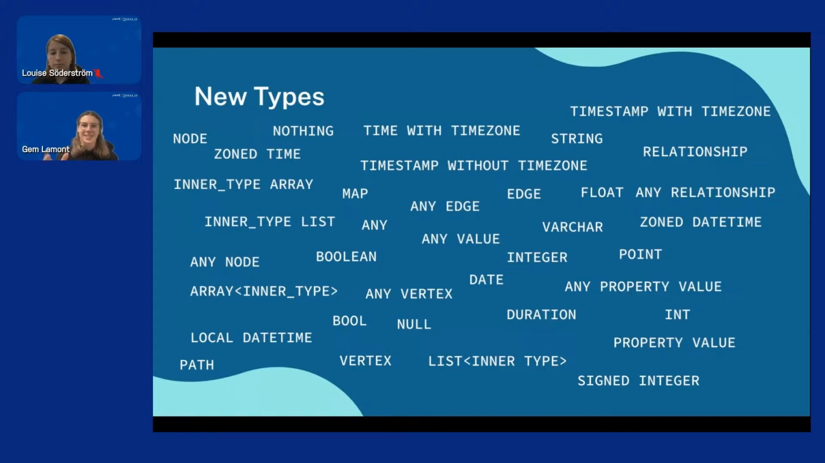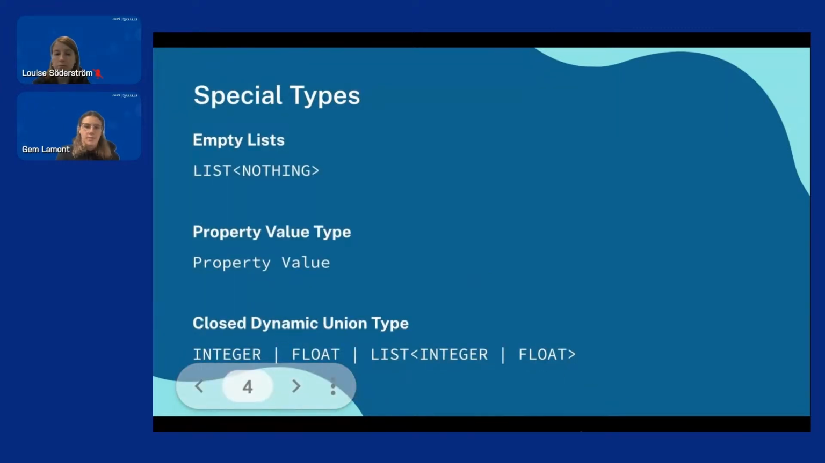Now, in Cypher, we have around 16 different types. As you can see here on this slide, there's quite a few, but there's also the supertype of any, the subtype of nothing, as well as dynamic union types. We've also added a whole range of different synonyms to make it easier when you're writing your Cypher queries. So I'm going to go through a couple of our more special types.